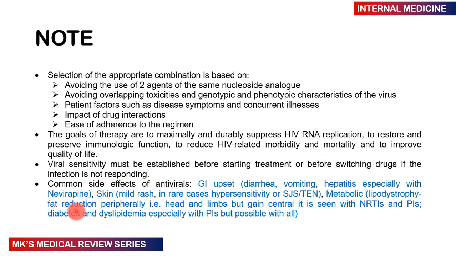There's going to be fat reduction in the periphery, for example the head and the limbs, but there's going to be gain in the central areas. This is very common with the nucleoside reverse transcriptase inhibitors. It's very common with the protease inhibitors. Then, of course, you may have diabetes, and dyslipidemias, which are very common with the protease inhibitors, but could possibly also occur with other groups of drugs.